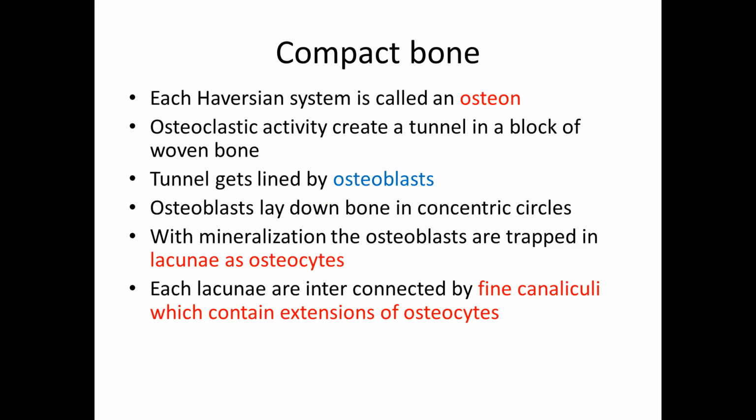Initially, osteoclastic activity creates a tunnel in a block of woven bone. This happens during development. And then this tunnel gets lined by osteoblasts. The osteoblasts start to lay down bone in concentric circles around the Haversian canal. When mineralization occurs, these osteoblasts are trapped inside lacunae and become resting osteocytes. Each lacuna is interconnected by fine canaliculi, which contain extensions of the osteocytes.